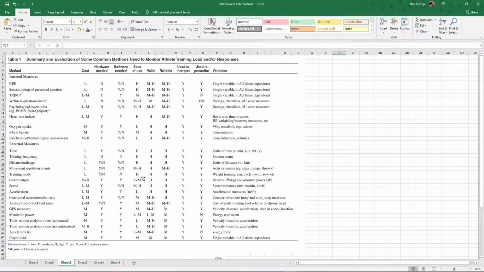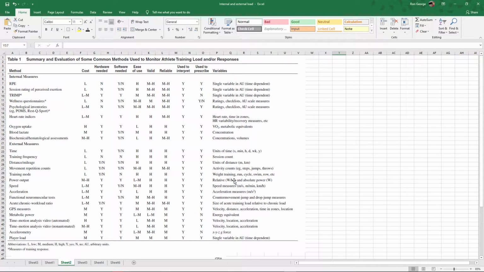And in fact, with all these new metrics that are coming these days associated with power, the interpretation of the power data is not really easy. So it's a gray area. I would definitely say at the minimum it's got a medium ease of use, depending on the person. Is it valid? Yes. High reliability? Yes, it's high, provided you use the right instrument. Used to interpret and used to prescribe. Okay.